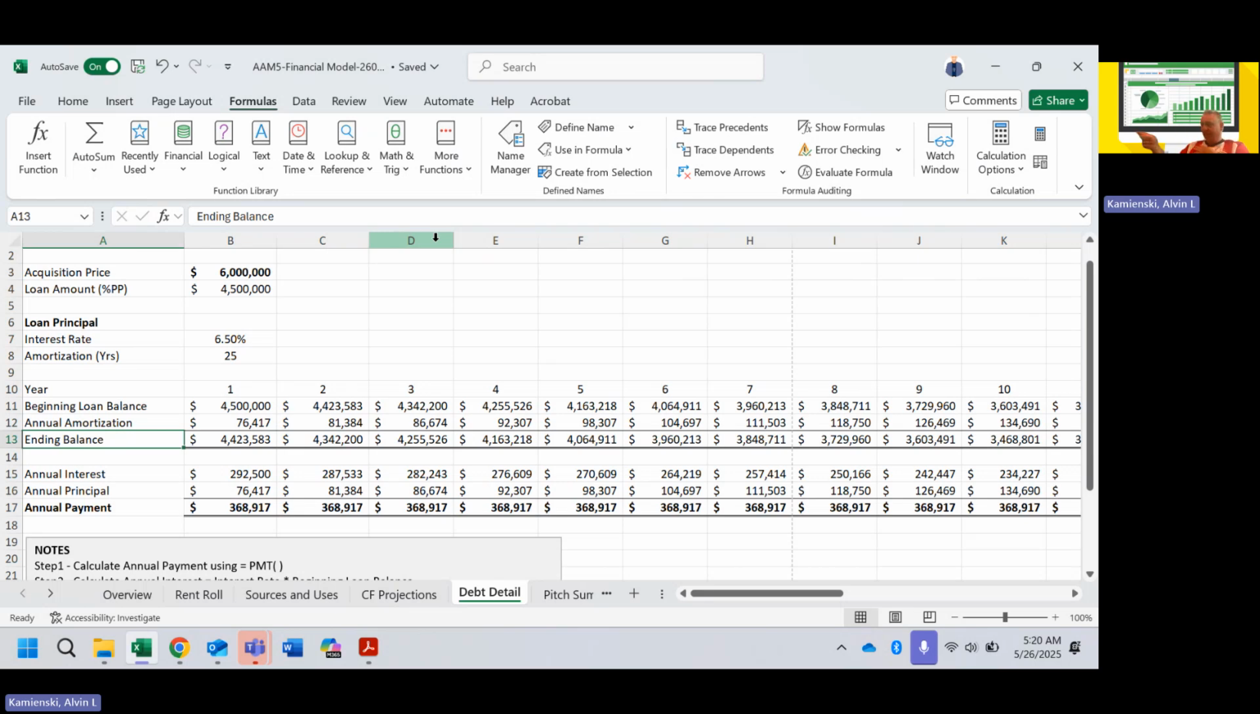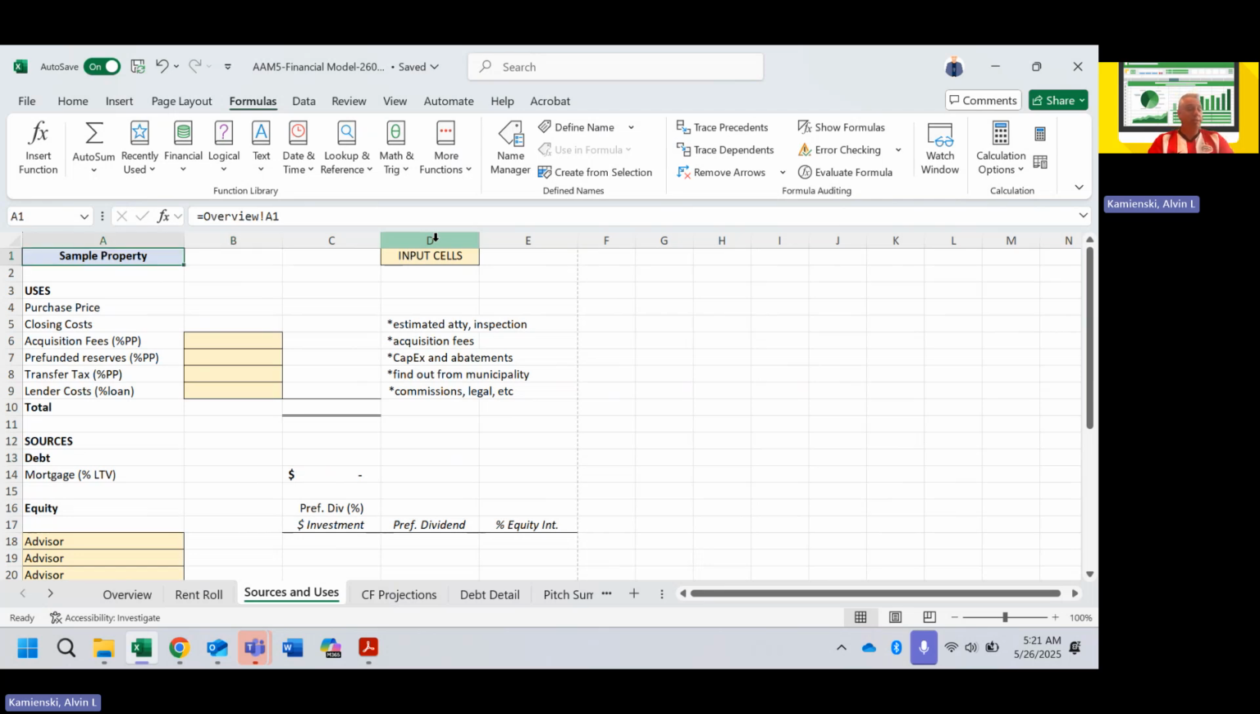You buy the building, the bank's going to fund it. Next thing is, we need investors to fund it. So let's see if we can get ourselves through that in the next 10 minutes. Think we can do it? Let's go. Sources and uses. I think we can get this ripped out.